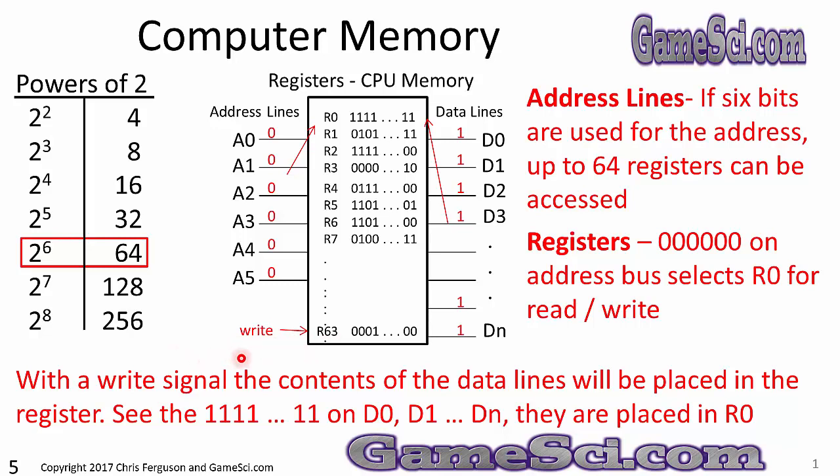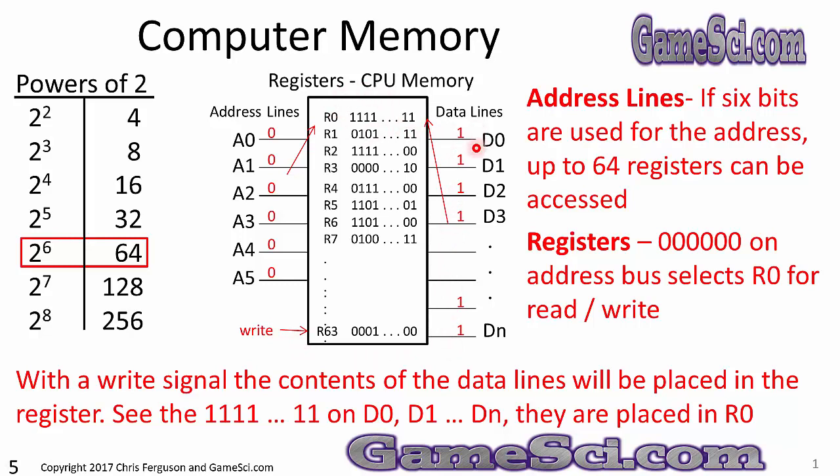Let's add a write signal to our register memory. With a write signal, the contents of the data lines will be placed in the register. See the 111 ... 111 on D0, D1 through Dn? They are placed in register 0. With a write signal to the register, take the data that's on the data lines and place it into memory.